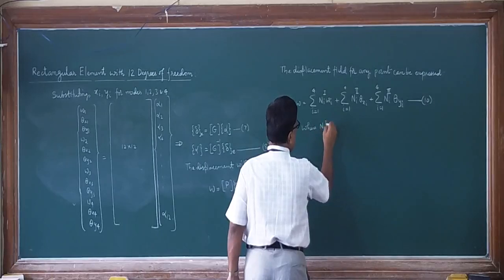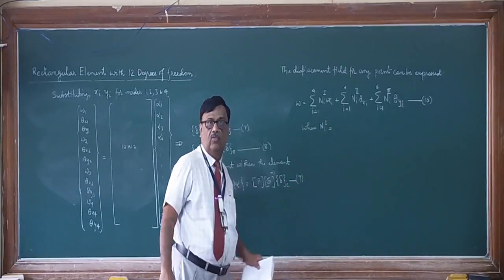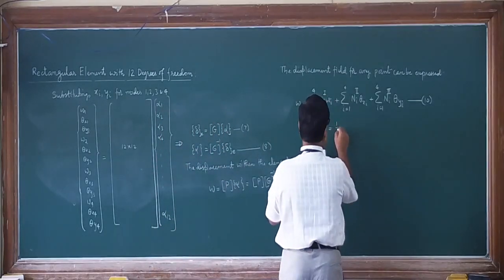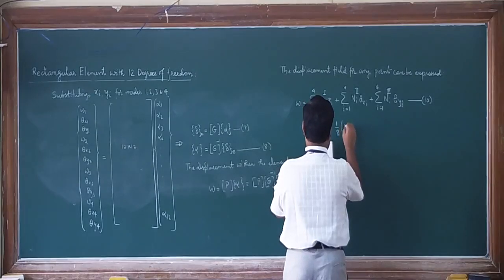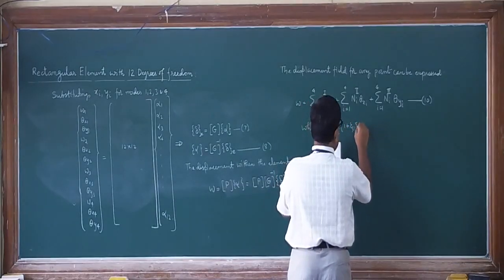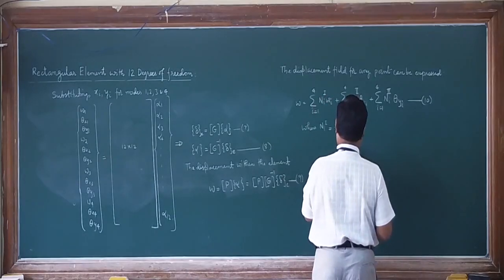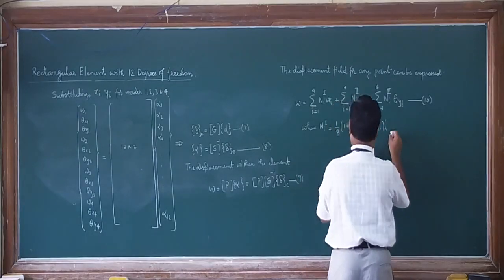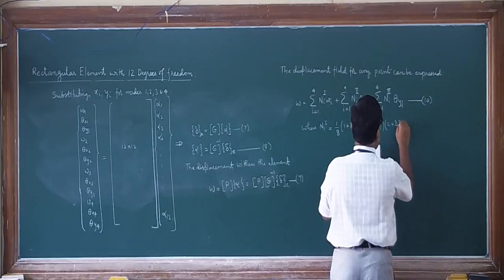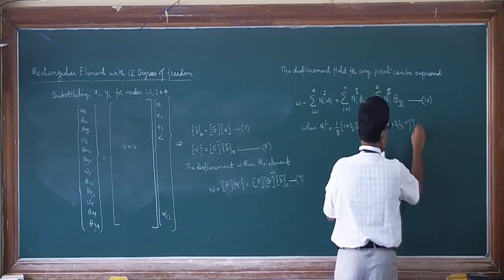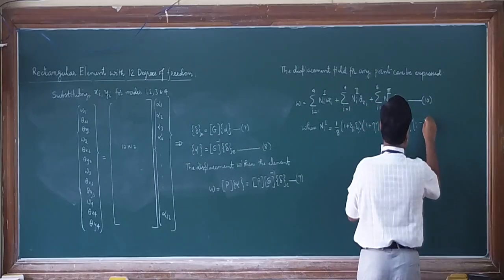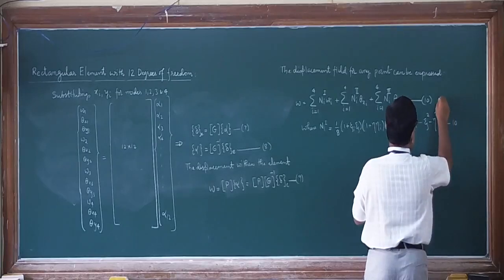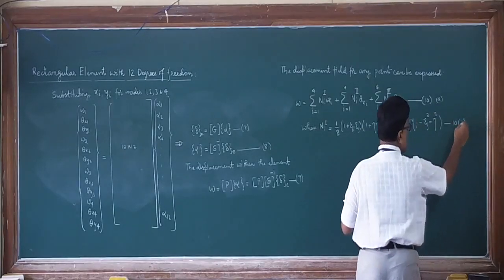Ni, for example Ni1, what does this contain? In terms of natural coordinates zeta and eta, how to express this one? It is 1 by 8, (1 plus zeta i zeta)(1 plus eta i eta)(2 plus zeta i zeta plus eta i eta minus zeta square minus eta square). Call this 10a, this is 10b.